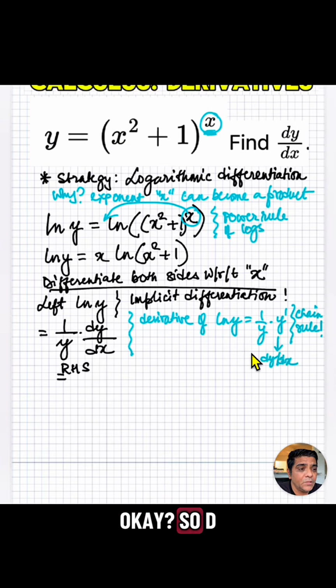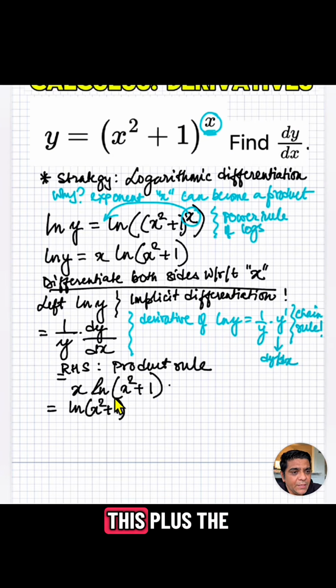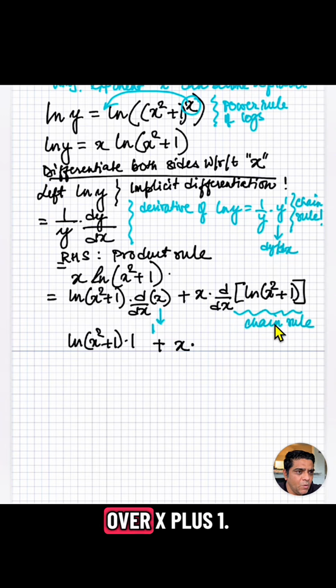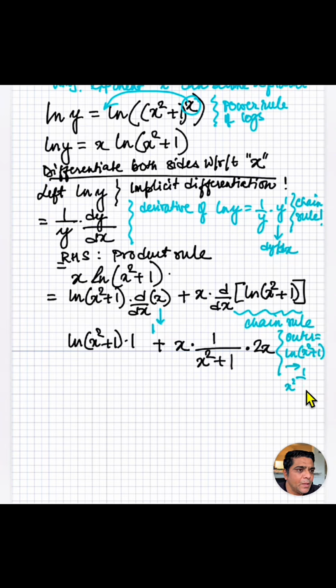So the derivative of x times this plus x times the derivative of the other part. Okay, good. So the derivative of x is 1. And here we have the derivative of ln(x squared plus 1), which is 1 over (x squared plus 1), and then the inner function we have to differentiate, which is 2x. So this is outer and then inner. So now we are left with ln(x squared plus 1) plus 2x squared divided by (x squared plus 1). We just multiply these. And this is basically what we have on the right hand side.